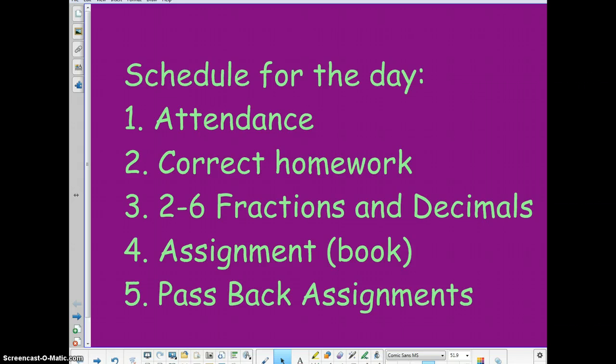Our schedule for the day is on the board. Attendance should be taken right now, whether the sub has done it or not. We will correct the homework, then 2/6 fractions and decimals. We're spending 2 days on fractions and decimals, and there is an assignment tonight as a book assignment, and hopefully we'll get some assignments passed back as well.